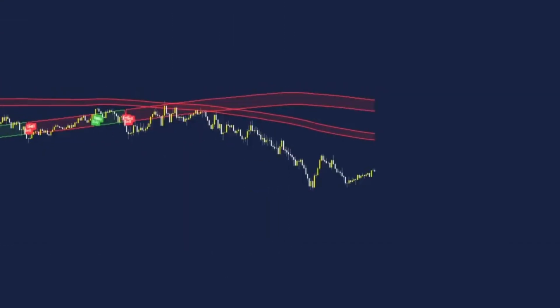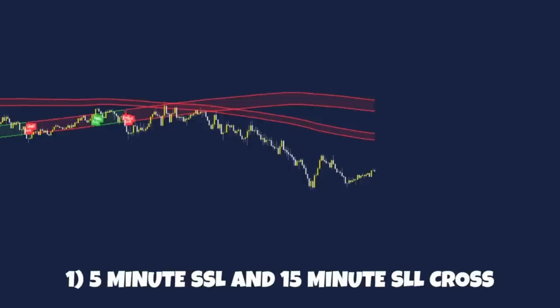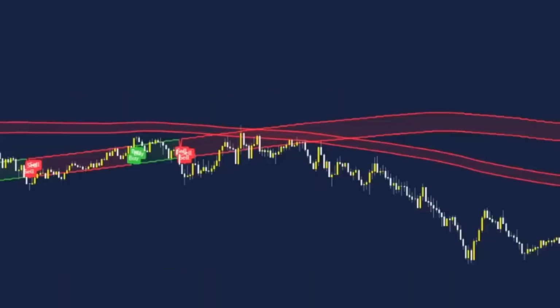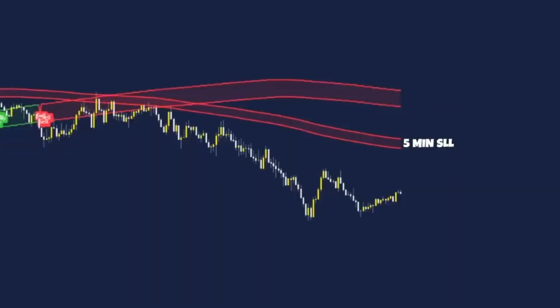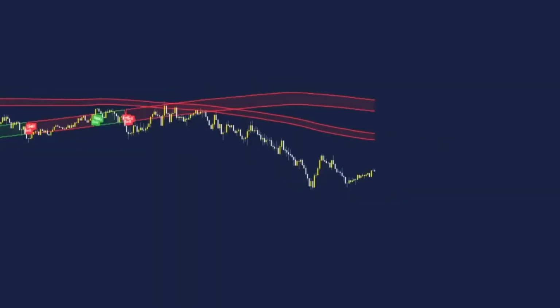Now the first rule for this strategy is we want to see the 5-minute SSL and the 15-minute SSL cross. This has to be a very clear cross where price is pushed away and the 5-minute SSL has followed, and then we can start looking on to step 2 for taking these trades.